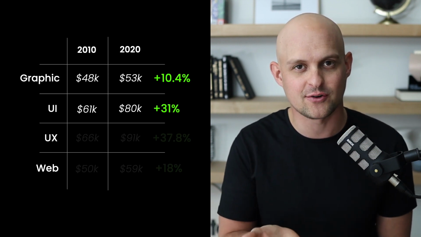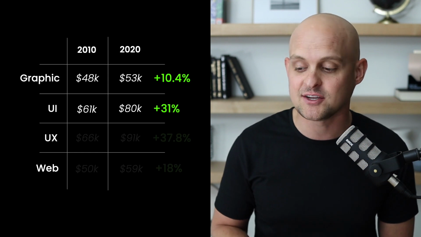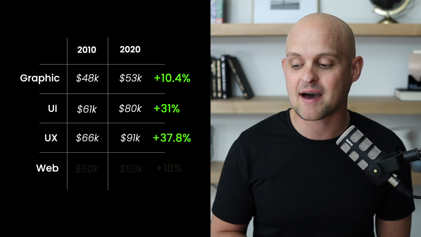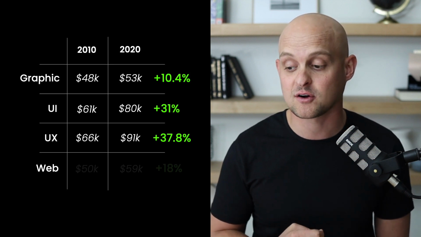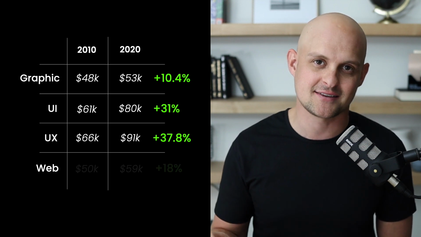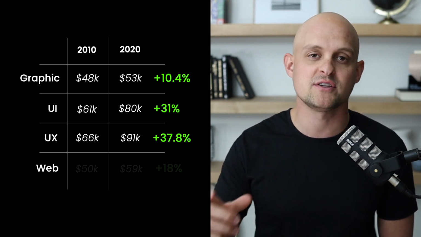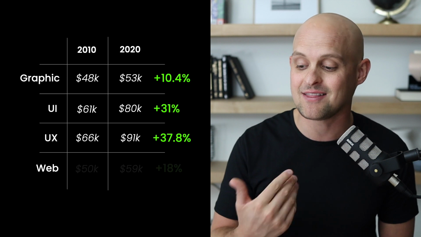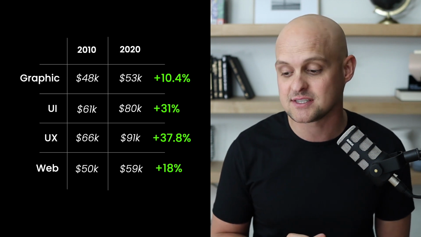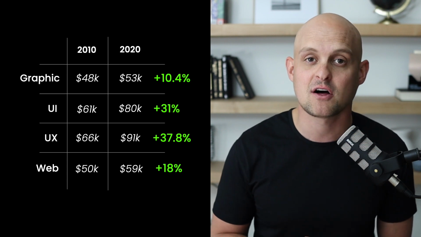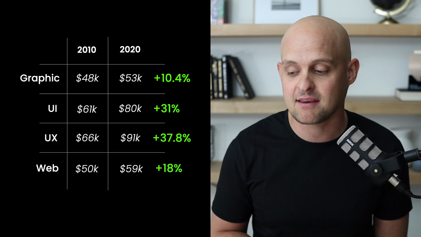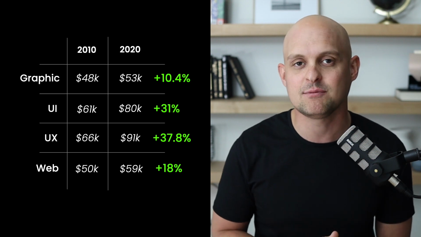So pretty good, right? For a UX designer in 2010, it was $66,000, and in 2020, that bumped up to $91,000, which is a massive increase of 37.8%, okay? So a huge increase for UI and UX designers. And then finally, the average salary for a web designer back in 2010 was $50,000, and over a 10-year span, that increased to $59,000. So an 18% increase.